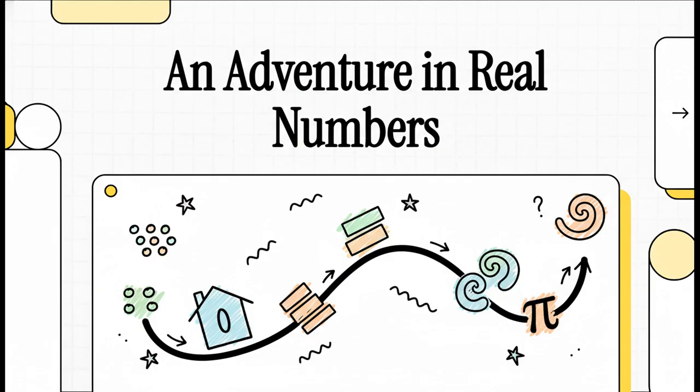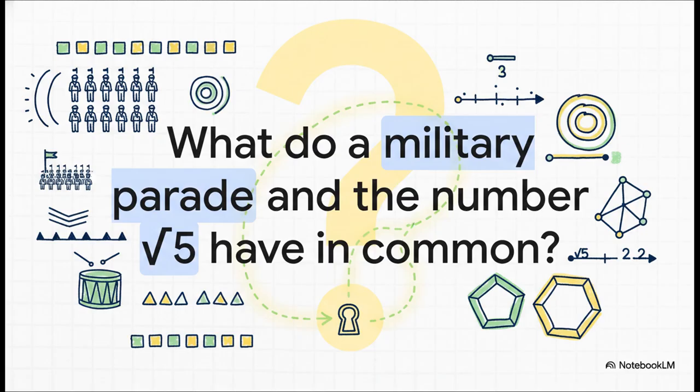completely new way. So, to get started, here's a little puzzle for you. What on earth could possibly connect a perfectly organized military parade with a weird, elusive number like the square root of 5? I know, it sounds kind of crazy, but the answer reveals this beautiful, hidden logic that ties all numbers together. We are definitely going to solve this mystery.